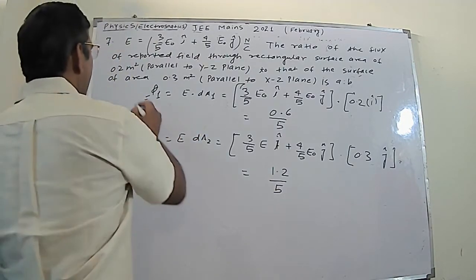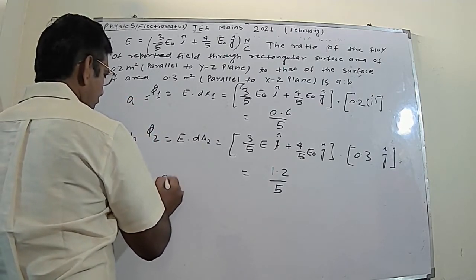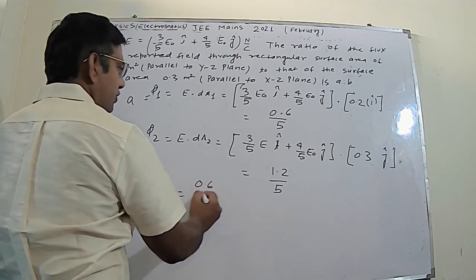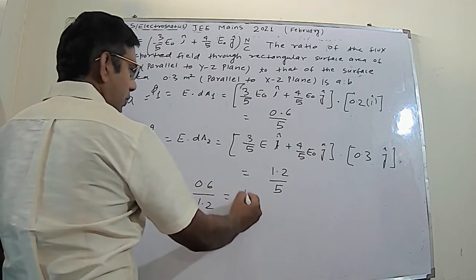We have to find, this is A, right? So this one is A and this one is B. So A by B is equal to phi1 by phi2 is equal to 0.6 divided by 1.2, and that is 1 by 2.